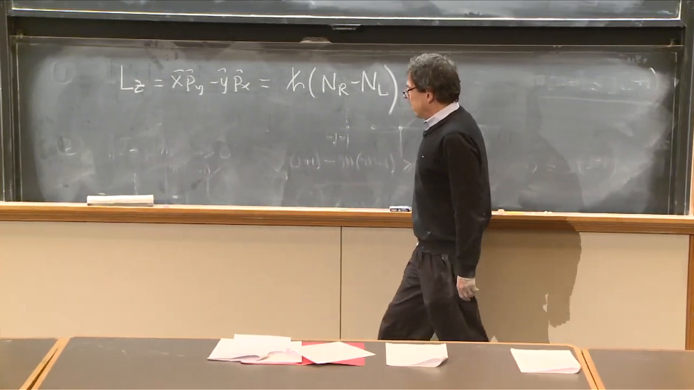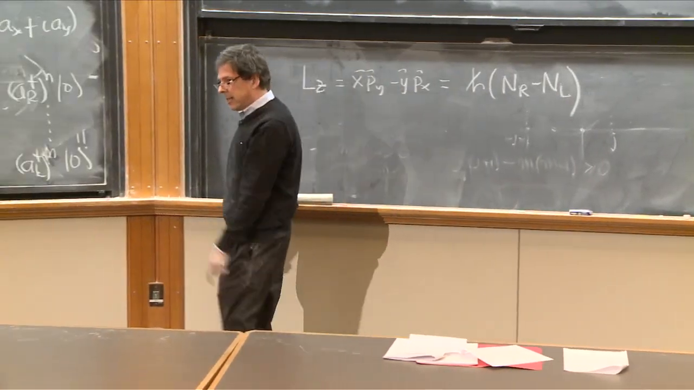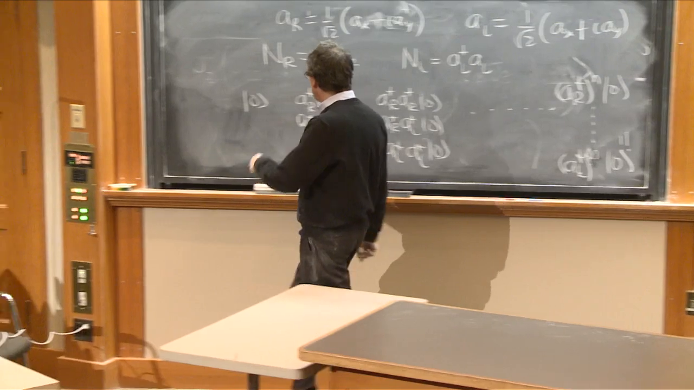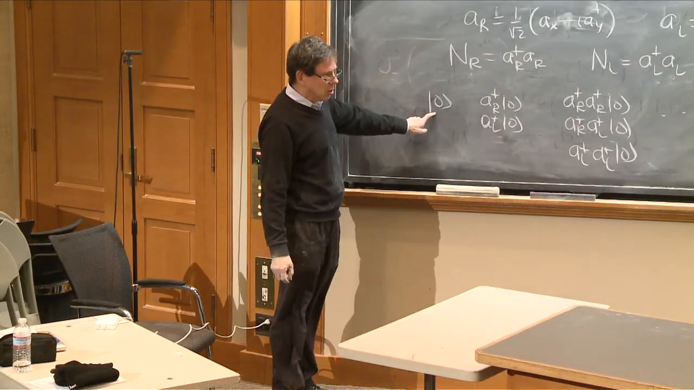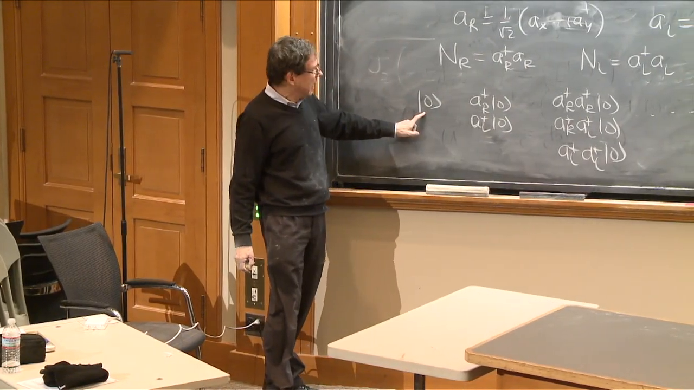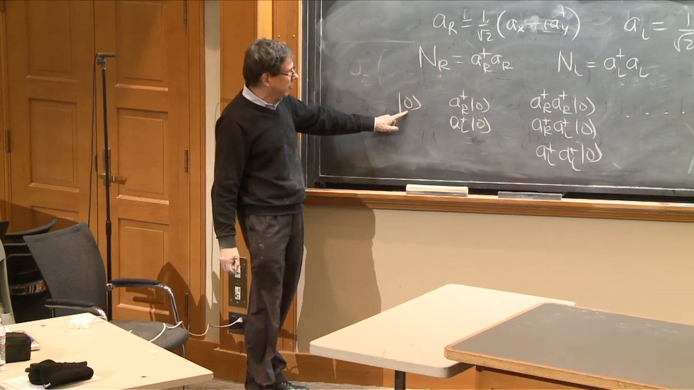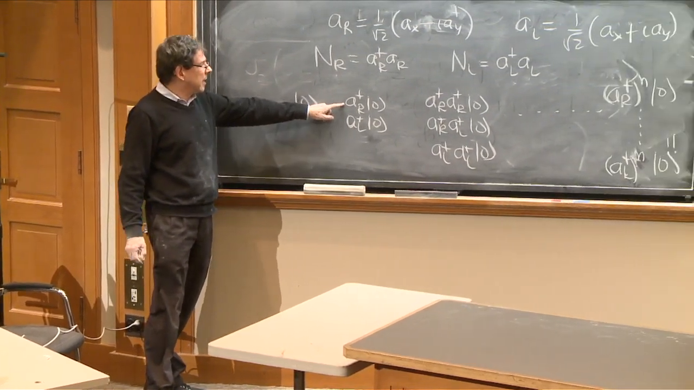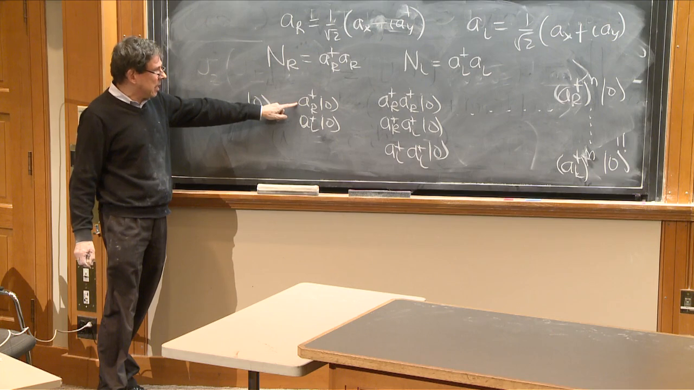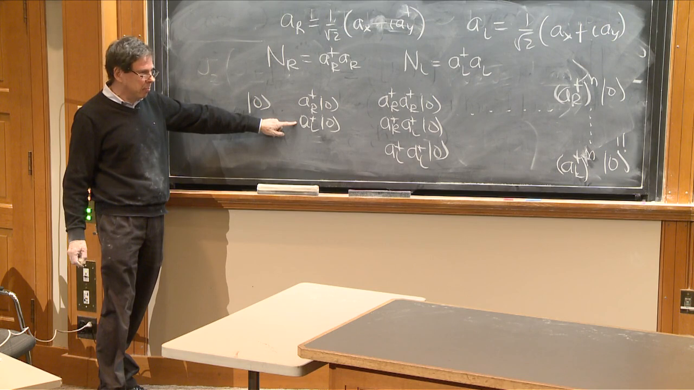So let's see what L_z's those states have. This one has no n_Rs nor n_Ls, so has L_z equals 0. This state has L_z equal h bar, and this has minus h bar.